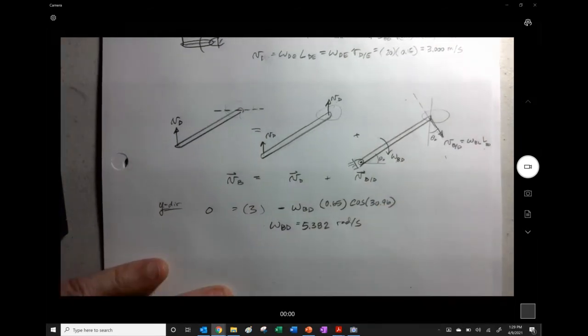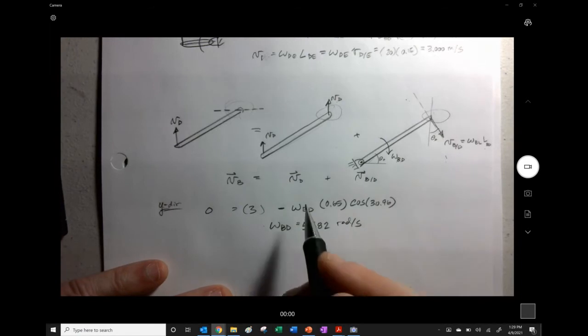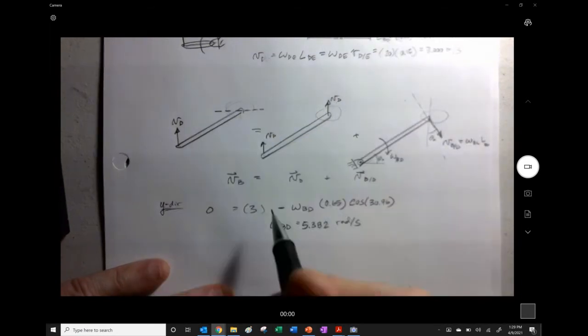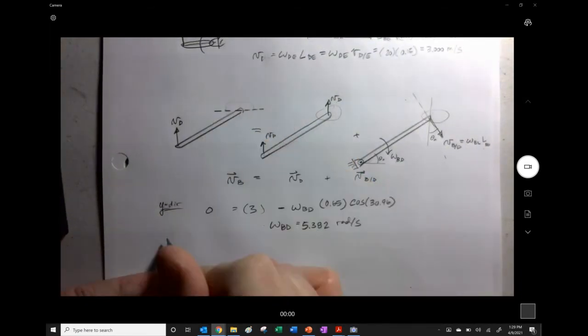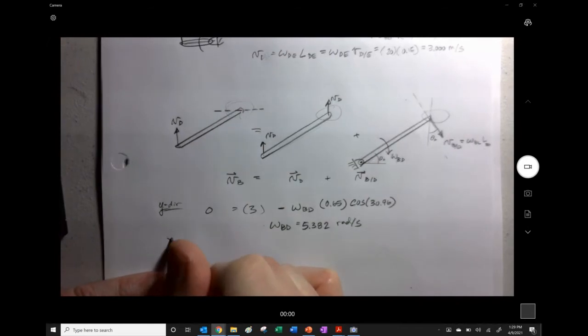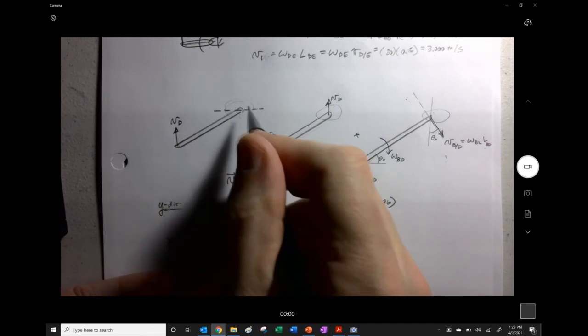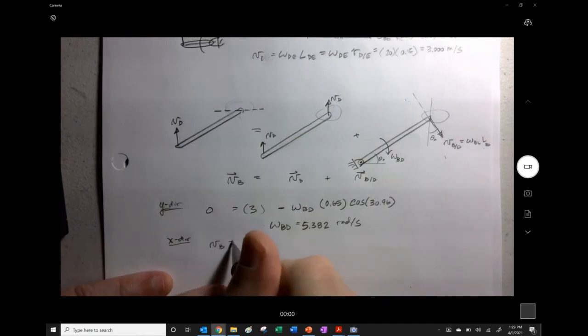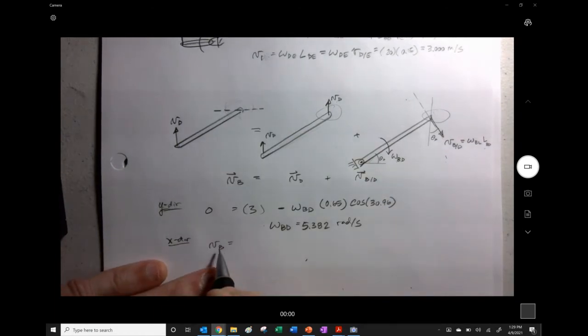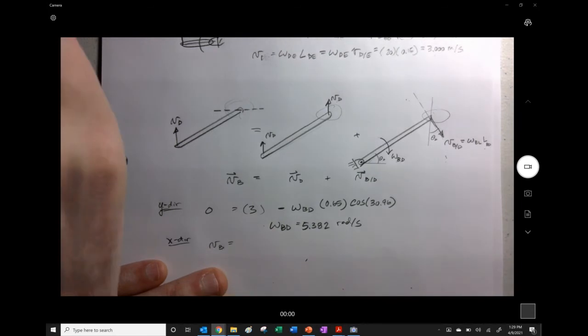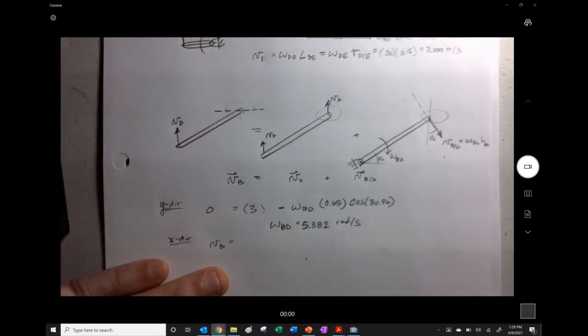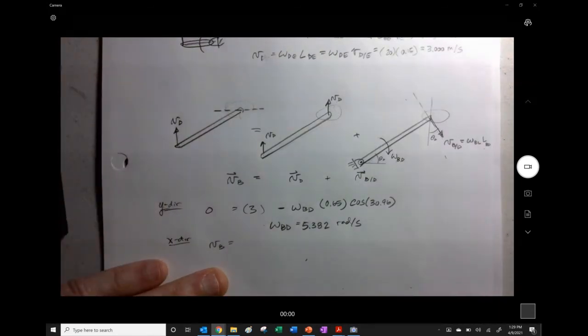Now I would like to know my velocity of B. So I go in the X direction here. And this thing is entirely, and I'm not committing as to what direction it's going, positive or minus. All right, here is the second line on the third diagram on the right.